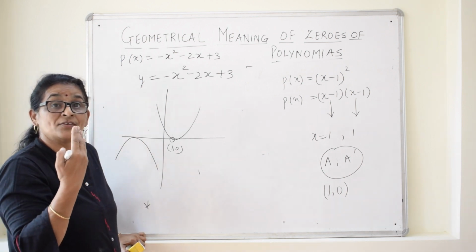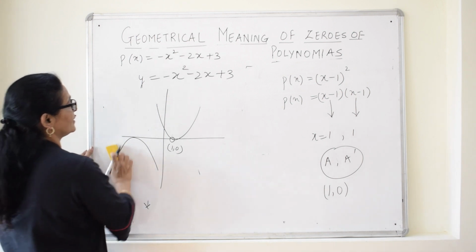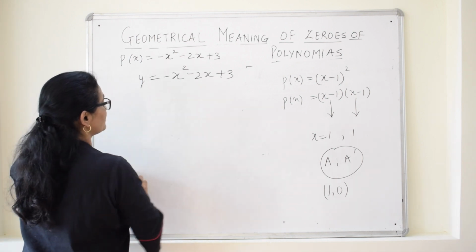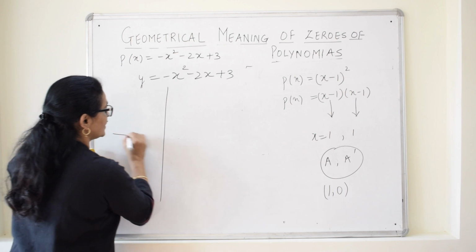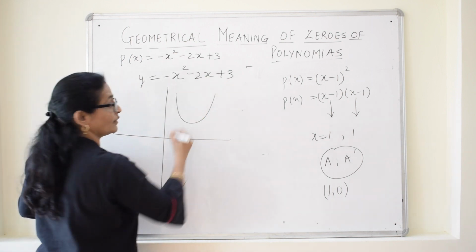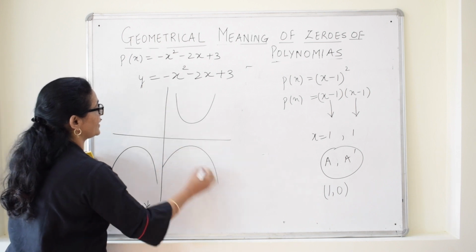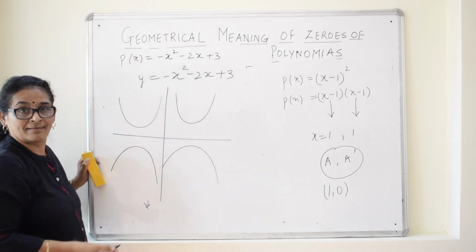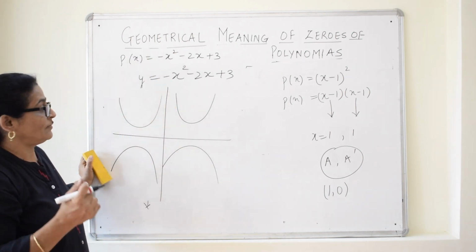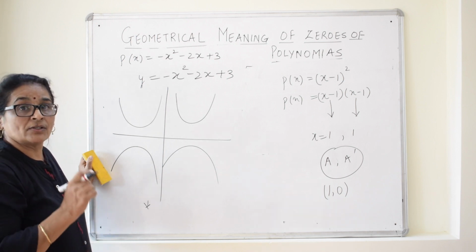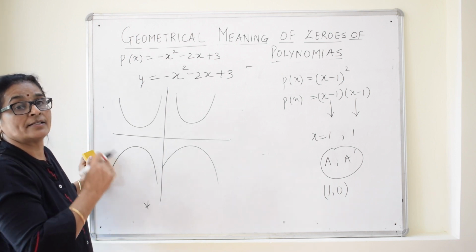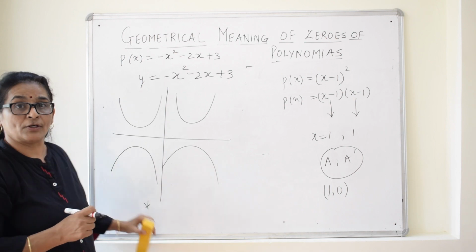There is a third case also. The third case says, suppose the parabola is not touching or intersecting the x-axis at all. It means that we will not be able to get the real zeros of these kinds of quadratic polynomials.